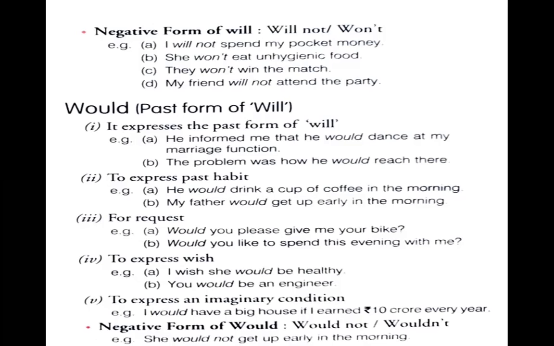To express an imaginary condition: I would have a big house if I earned 10 crore every year. Meaning imaginary, you're talking about imaginary things. Then would is used for the imagination. And the negative form is would not or wouldn't. She would not get up early in the morning. This is an absolutely correct sentence. She would not get up early in the morning.